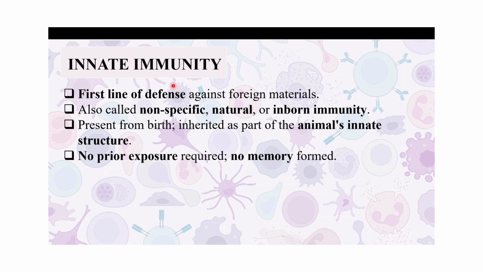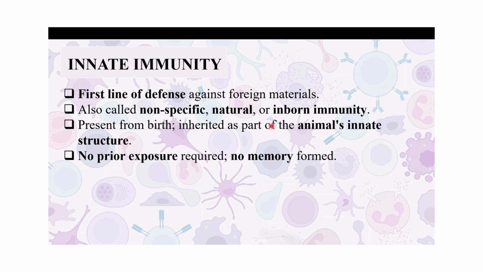Now, innate immunity is an inborn immunity. It is present as a part of an animal's innate structure, or inherited as part of the animal's innate structure. So whatever you inherit from your parents, the structures, the genes present, whatever is there in your DNA, those things are going to be your own, and anything apart from that is going to be considered a foreign particle.